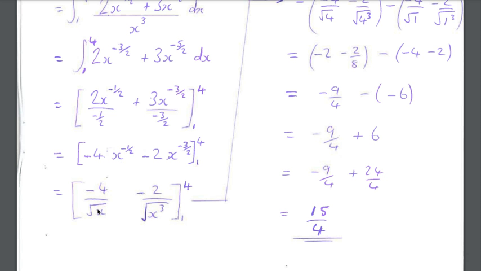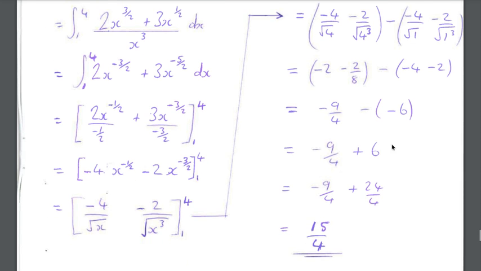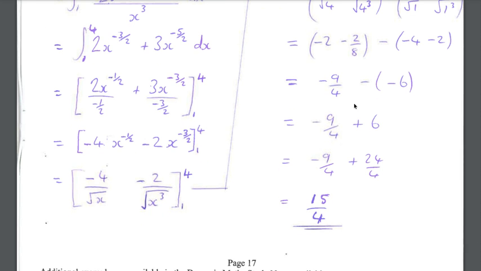The negative power means it should be on the denominator, so it's -4 over root x minus 2 over the square root of x cubed. So we need to substitute in the 1 and the 4. So we end up with -4 over root 4 minus 2 over root 4 cubed minus -4 over root 1 minus 2 over root 1 cubed. So just take our time, evaluate those, tidy up any fractions. We end up with -9 over 4 plus 6, or plus 24 quarters, which is 15 quarters.